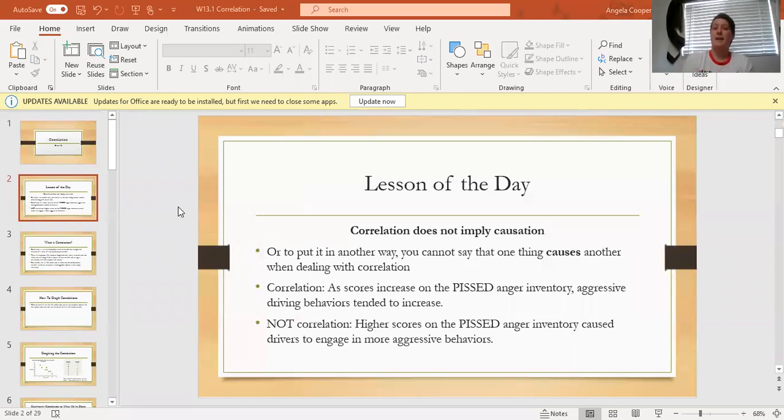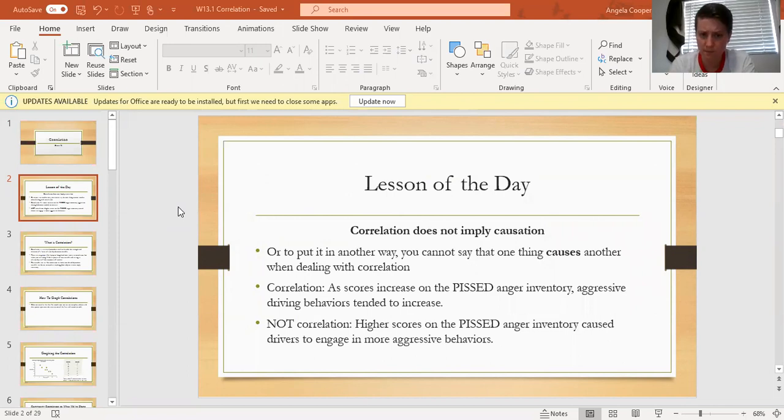So again, like I said, we've only mentioned about 1,000,000,000 times that correlation does not imply causation. What this means is that when you're dealing with correlation, the variables that you're looking at, you can't say that, oh, this is causing something else. You're just saying they're related in some way.